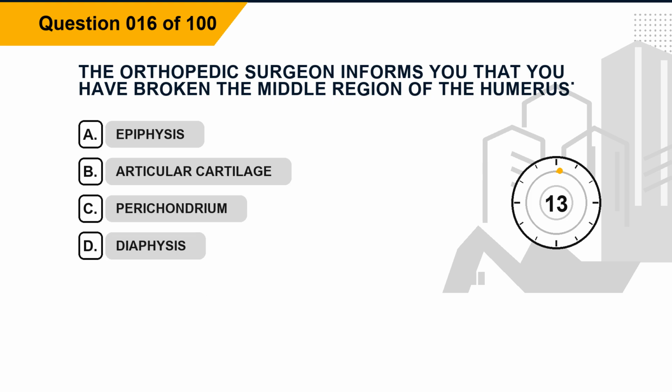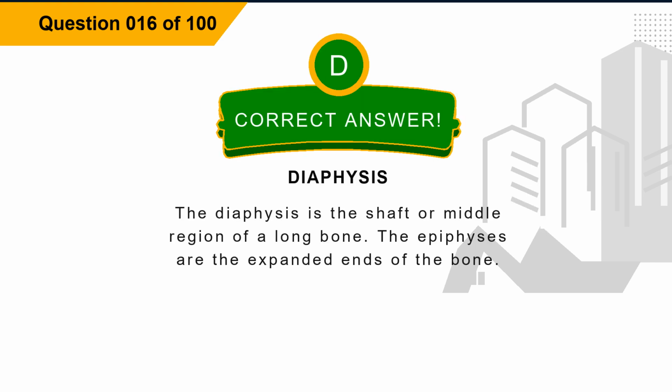Question 16. The orthopedic surgeon informs you that you have broken the middle region of the humerus. Option A, epiphysis. Option B, articular cartilage. Option C, perichondrium. Option D, diaphysis. The correct answer is option D, diaphysis. Explanation. The diaphysis is the shaft or middle region of a long bone. The epiphyses are the expanded ends of the bone.